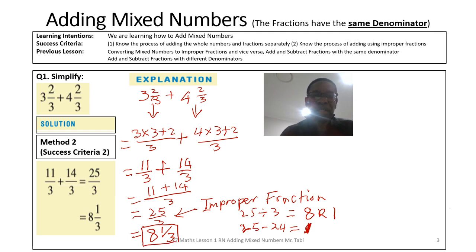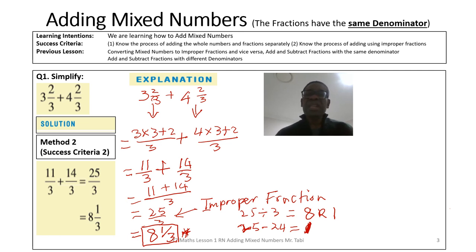And as you can see, both methods give the same answer like the previous slide, because for a closed question, you expect the same answers.